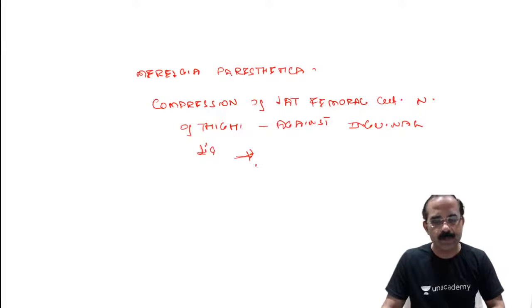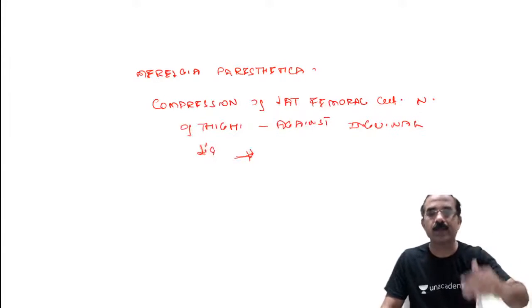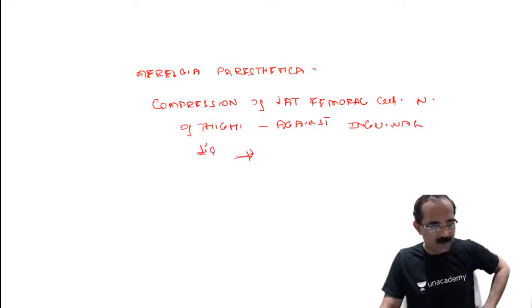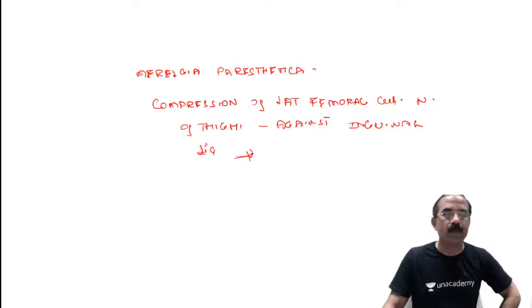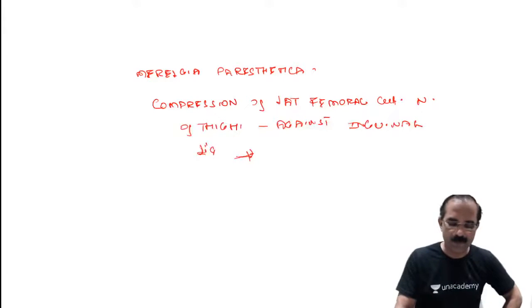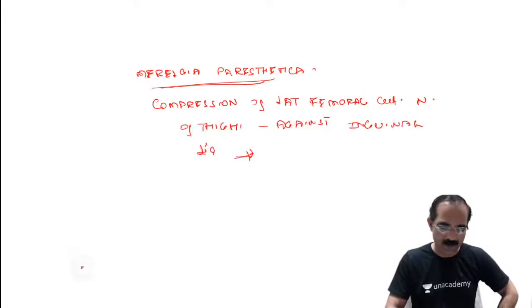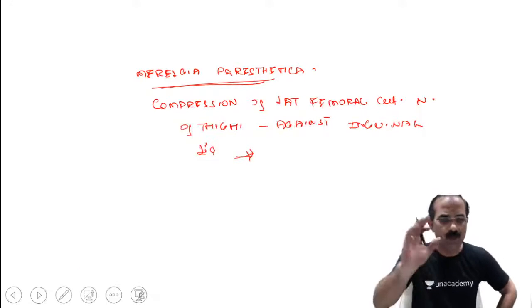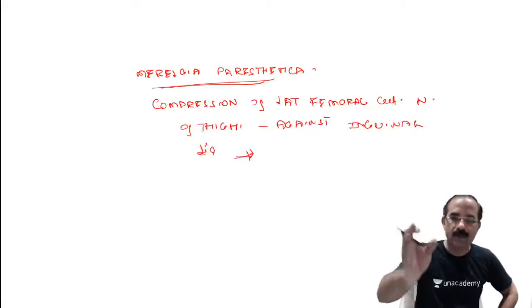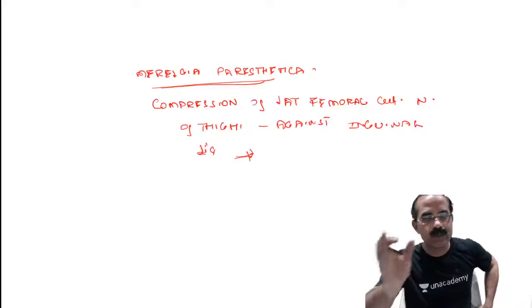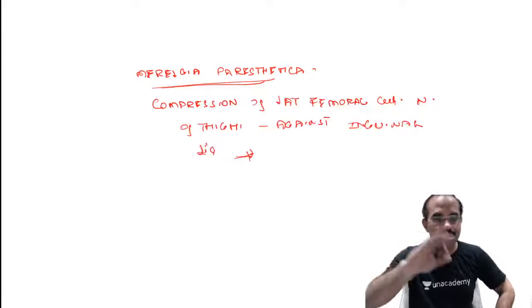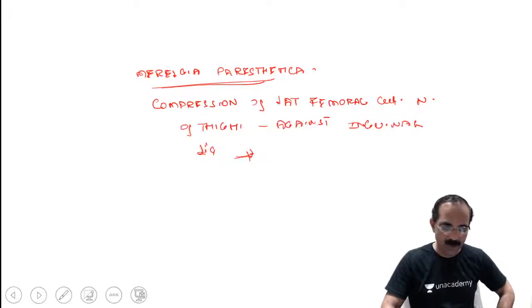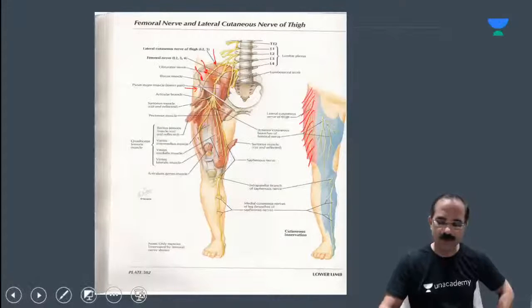What does the person complain of? The person will complain of paresthesia, tingling and numbness along the lateral aspect of the thigh. Clear? Paresthesia, tingling and numbness along the lateral aspect of the thigh, and this is meralgia paresthetica. Clear, students? Following this? So what I want you to understand is the anterior and the medial femoral cutaneous nerves of thigh are direct branches of what? Femoral nerve. Whereas the lateral femoral cutaneous nerve of thigh is a branch of lumbar plexus.